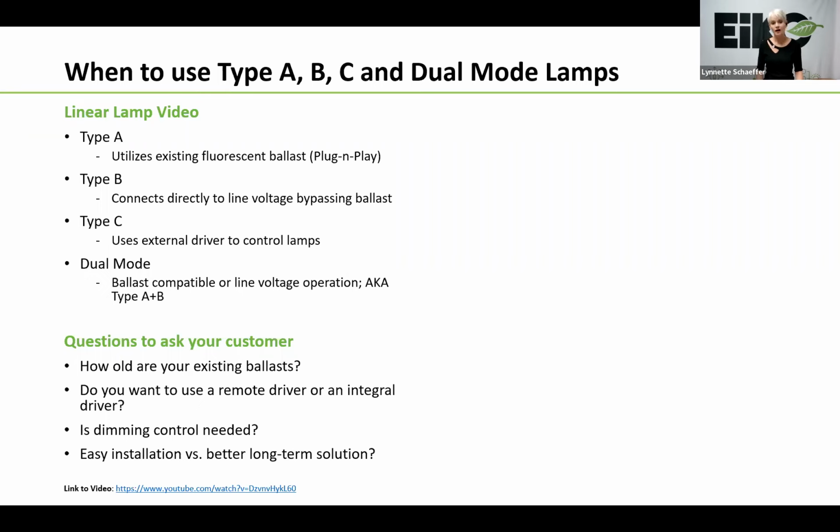And then dual mode means that you can have the plug and play feature of a type A, install that lamp, but if that ballast fails, at that point, the ballast would then need to be rewired, but you can still utilize that existing lamp that you installed. So it's kind of the best of both worlds.